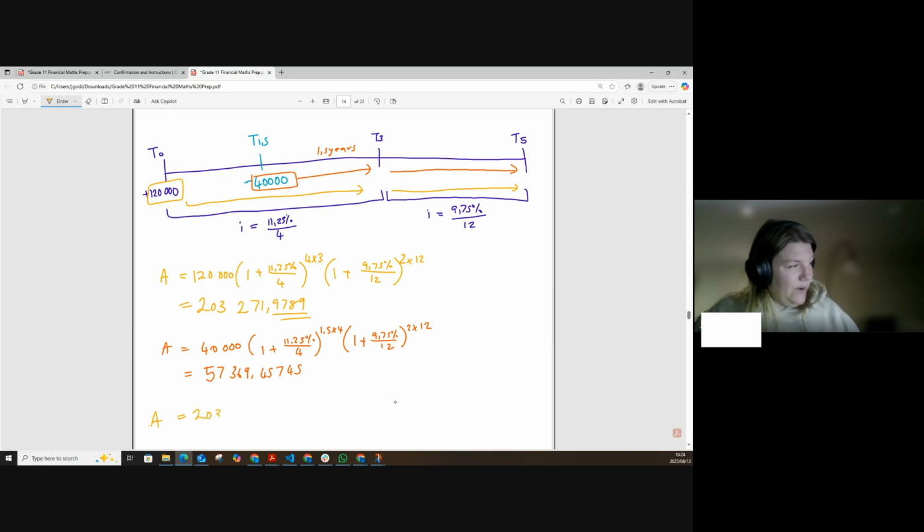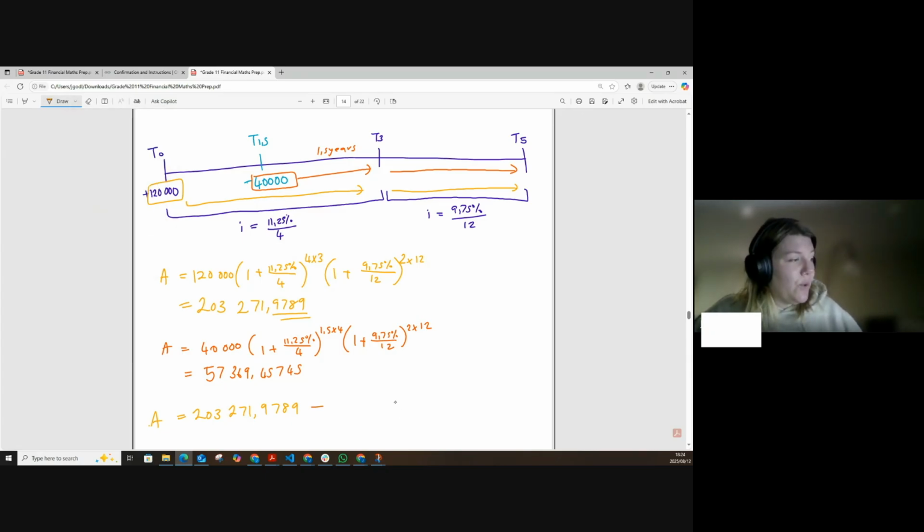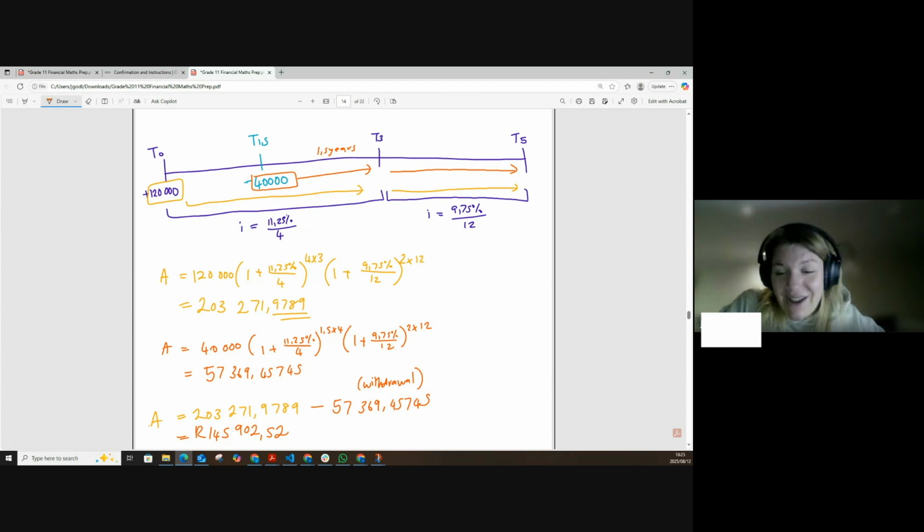And our final amount is the 203,271.9789 minus, because it was a withdrawal, the 57,369. And that gives us the beautiful total of 145,902.52. Does anyone have any questions about that? Let me know if you do.